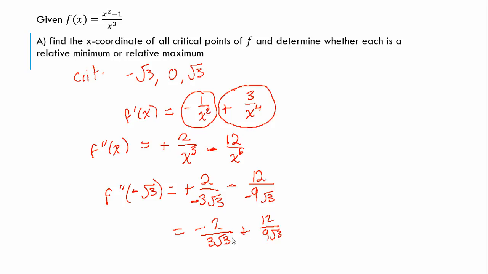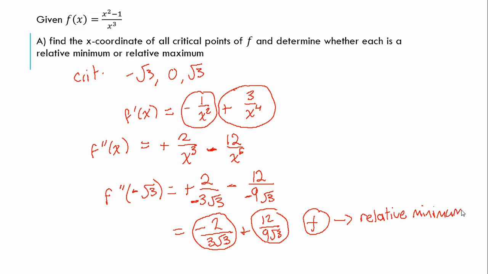Now we just need to figure out whether this is negative or positive. Well, 12 over 9 is bigger than 1, and 2 over 3 is less than 1. So a bigger positive and a smaller negative means the whole thing is positive. So the second derivative at this point is positive, and remember, if the second derivative is positive, we have a relative minimum. Remember, that's the tricky one. Sounds kind of backwards. You gotta trust me on this one.